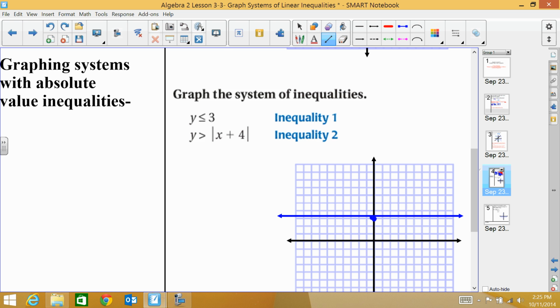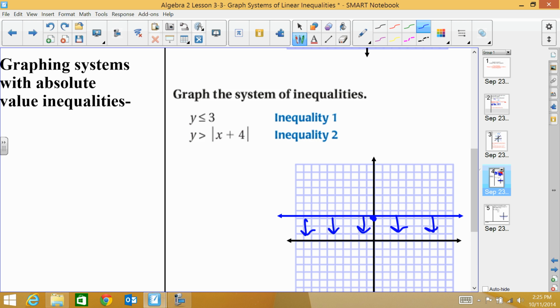And I'm supposed to shade, and it says below because it's less than. So I'm going to shade below the line. Okay. Then I have y is greater than the absolute value of x plus 4.